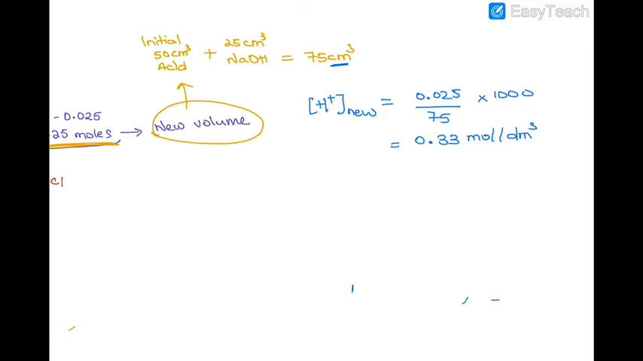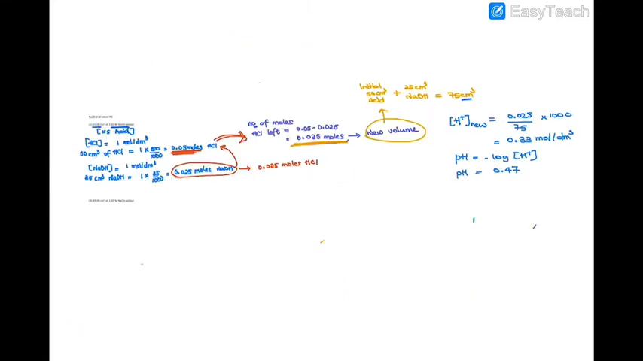Now from the H+ concentration, we can get the pH value. So pH is minus log of H+. So when 25 cm³ of NaOH is added, the new pH is now 0.47. So there is a very small change in pH.